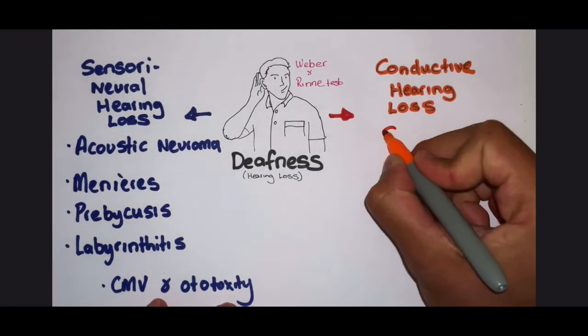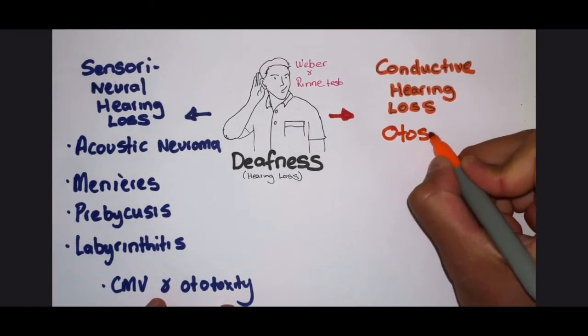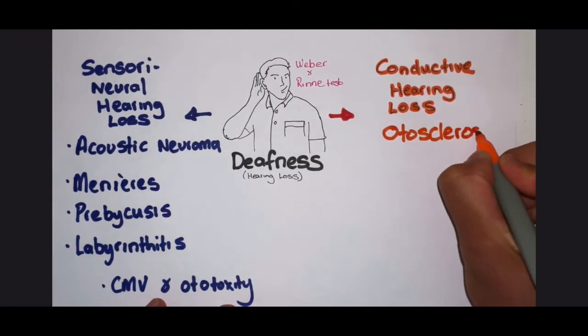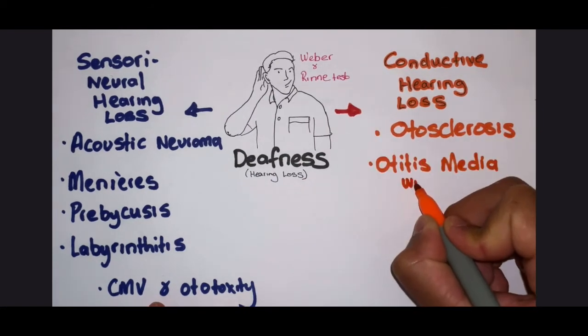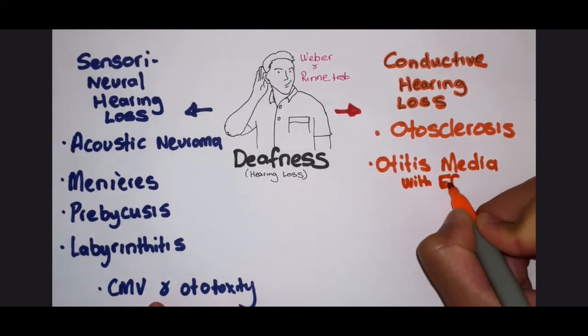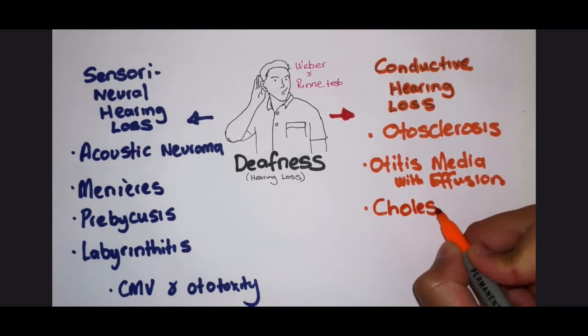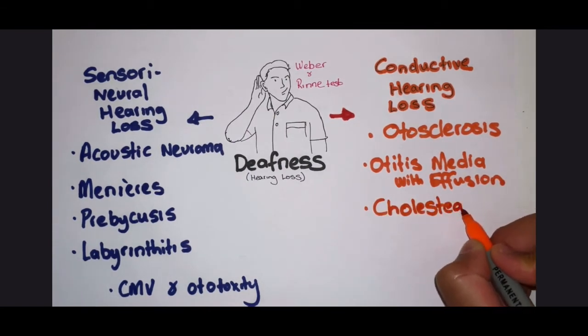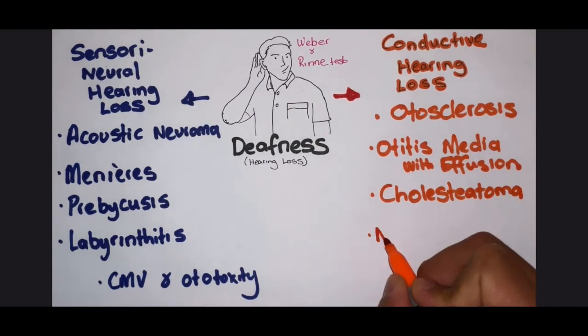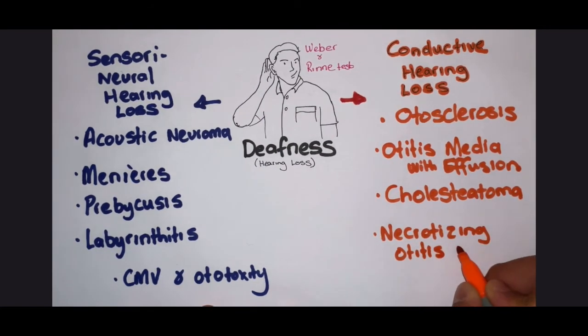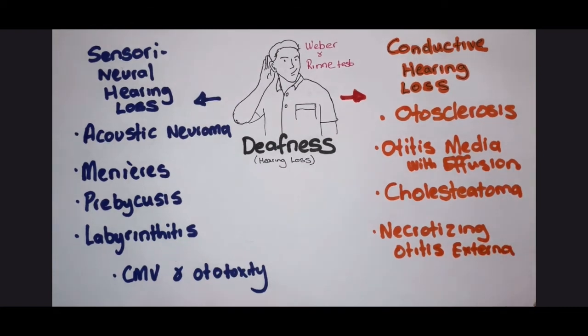For conductive hearing loss, the causes are otosclerosis, which is an abnormal growth of the ossicles, otitis media with effusion, which means there is an infection in the inner ear and fluid accumulation, cholesteatoma, which is where there is a collection of skin in the ear, and necrotizing otitis externa. This occurs in immunocompromised and diabetic patients.